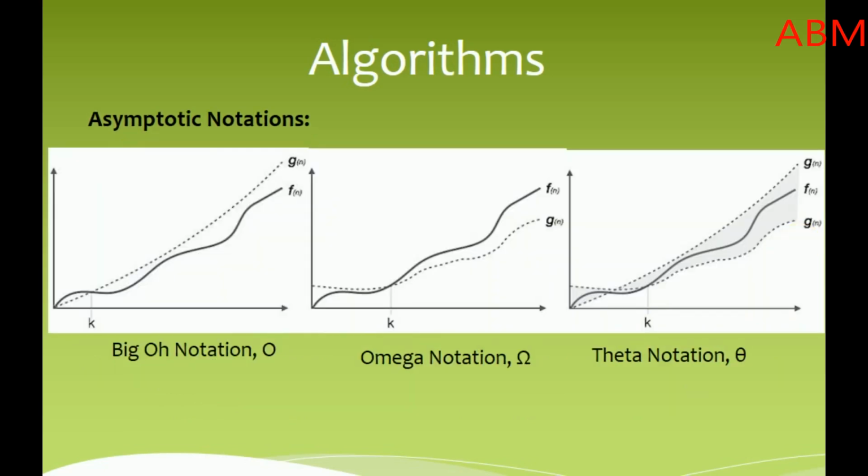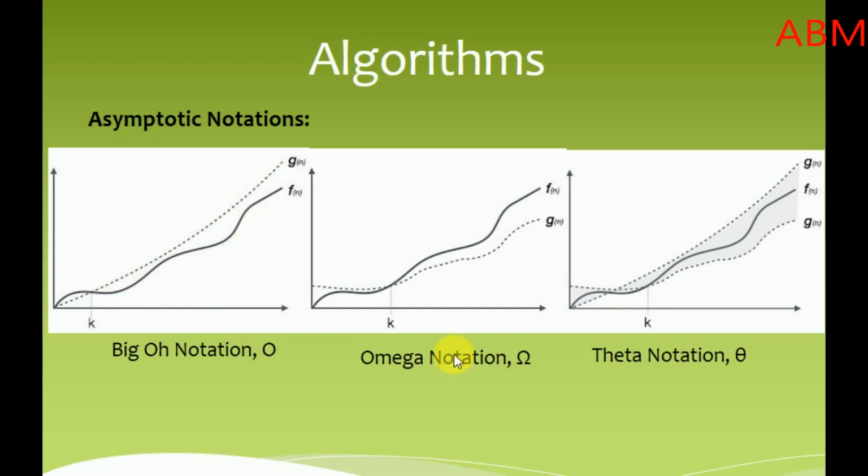These are the graphs. In the big O notation, you can see that this is the function, the g(n) function, and this is the graph for the big O notation. This is showing the time required, and this is showing the input. When we give the input, the time increases, and this shows the upper bound for the function f(n). This means the maximum time which may be taken by that function.